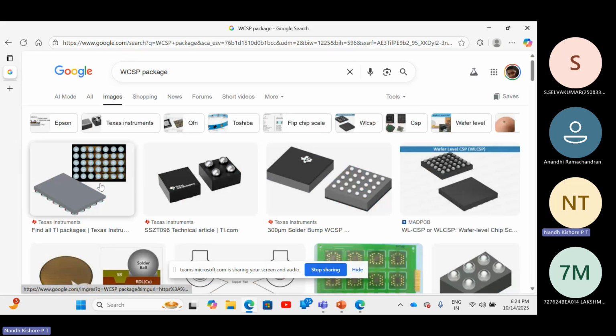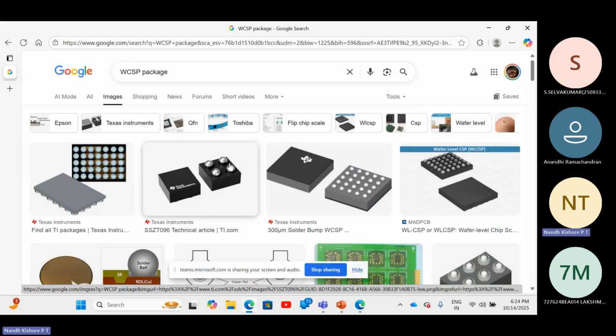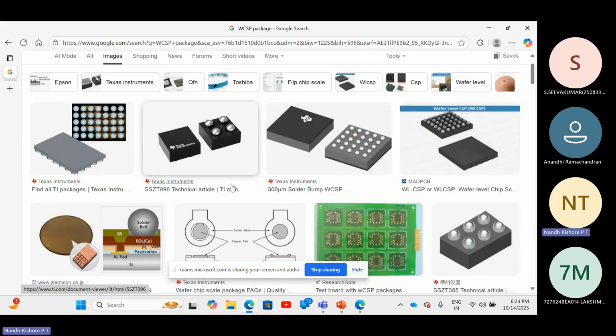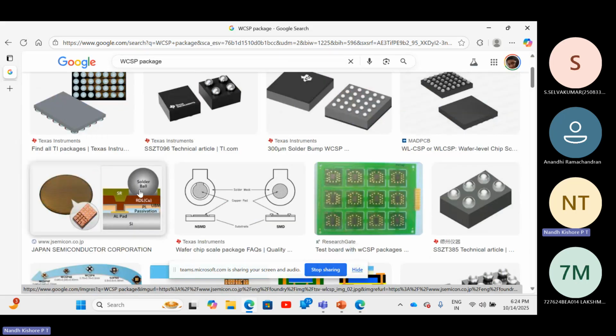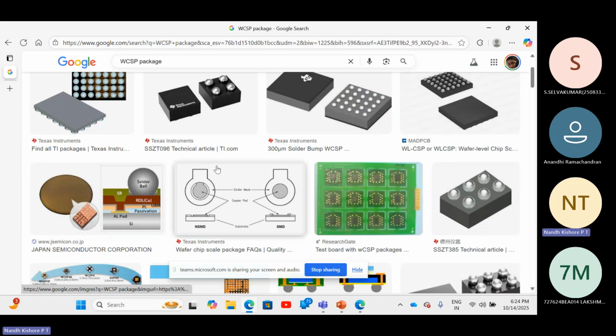Yeah, something like this. So this is called a ball grid array. You have an array of small balls which can be directly soldered onto the PCB. You will use solder balls to put these on the PCB.